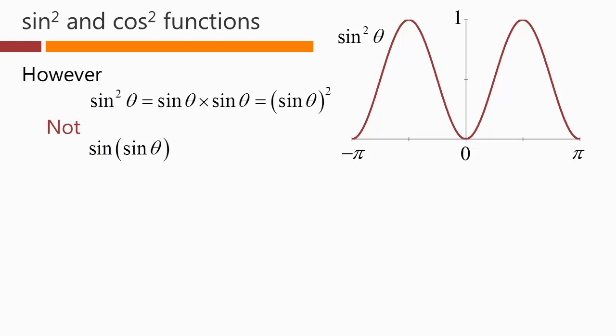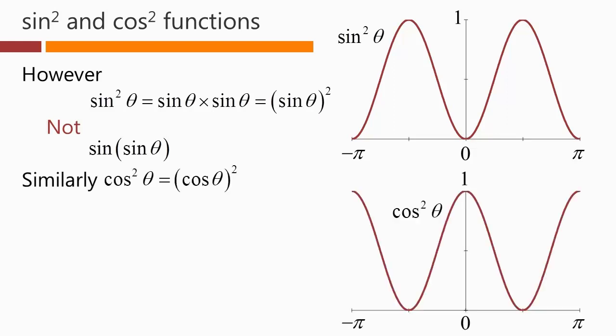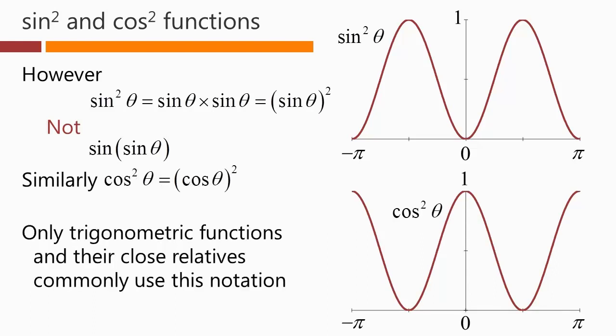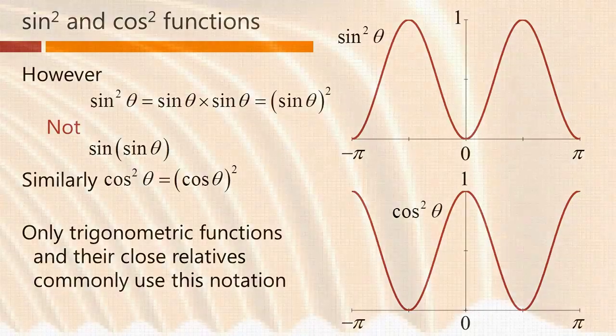Sine squared theta itself is a function that we will use quite a lot, and you'll notice that it's a positive function all the time, which it has to be, of course, being a square, and it's 0 at the origin and rises to 1 at minus pi by 2 and pi by 2. Similarly, cos squared theta, the same kind of notation. Cos squared theta means cos theta all squared. And this kind of way of using these squares in here is a notation that is almost exclusively only seen with these trigonometric functions and some of their very close relatives.